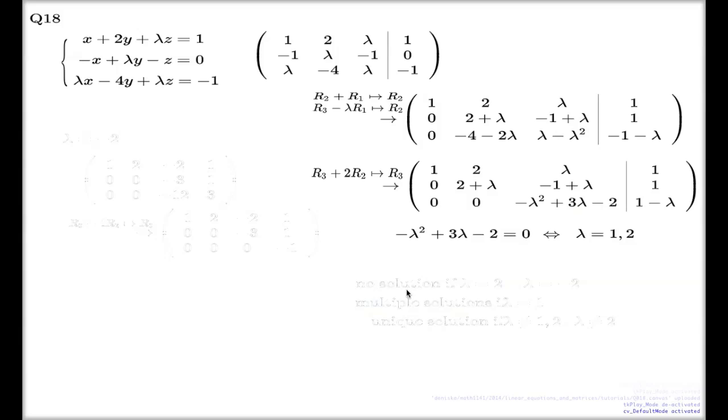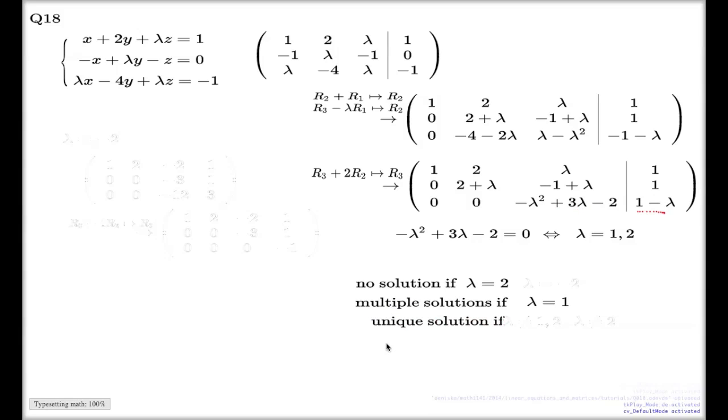And now I conclude that we have no solution if lambda is 2, because when lambda is 2, this will be 0, and this will not be 0. We will have multiple solutions if lambda is 1, because in that case, this entry and this entry will be 0. And we have a unique solution if lambda is neither 1 nor 2, because in that case, this number will be non-zero, and we don't care what the other one will be.